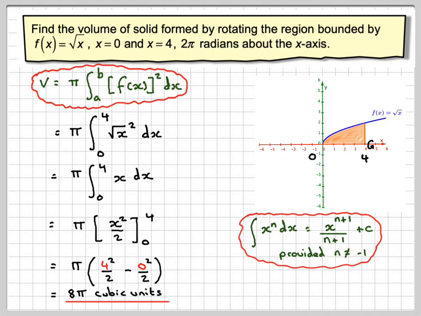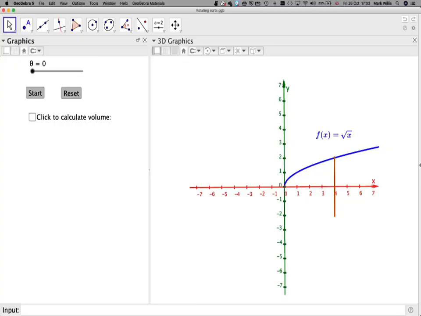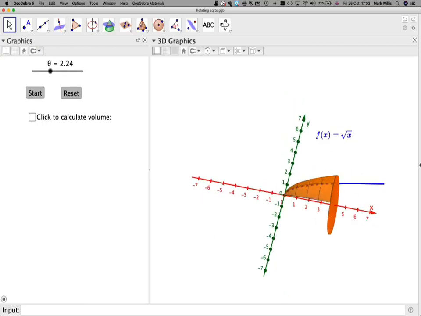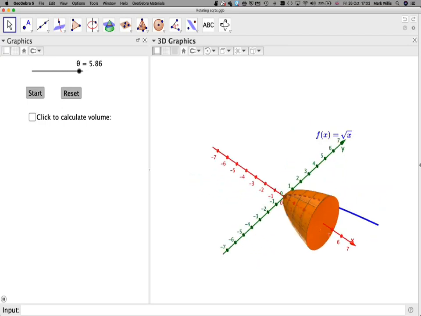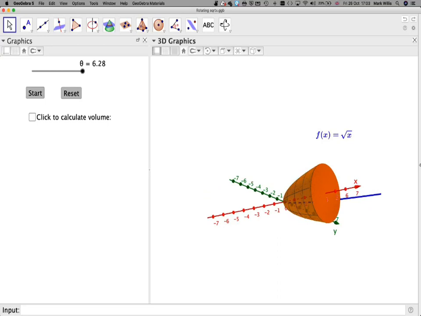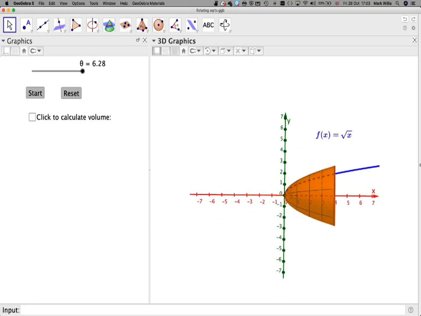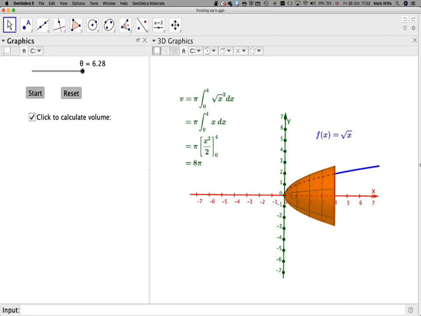So if we go back to the animation, okay, and just reset, and then we'll start it again. What we can see is that this is being rotated around the x-axis, and you get this sort of solid being formed, and we found the volume of it. If I click here, I can get the integration that I've just done and get the answer of 8 pi.